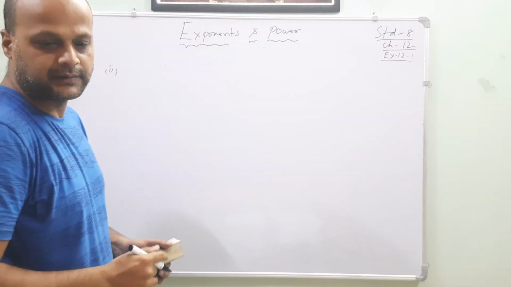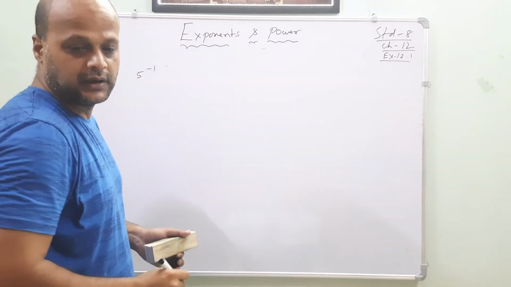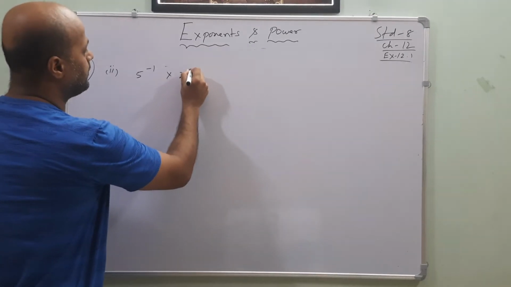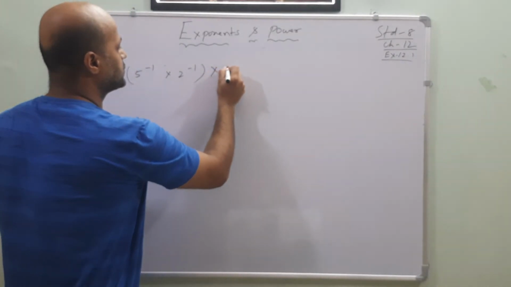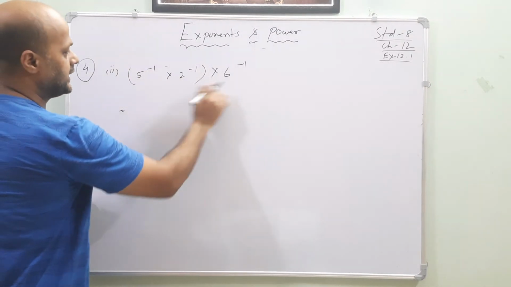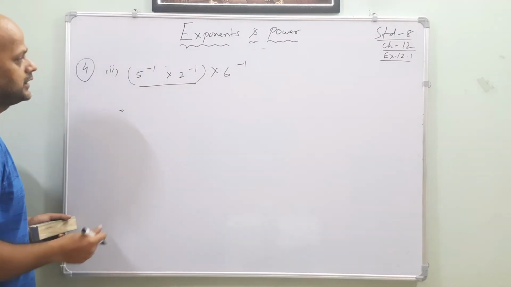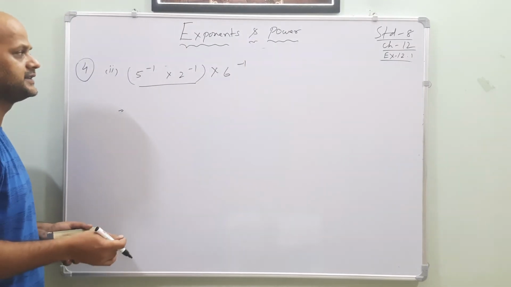The second one is 5 power of minus 1 into 2 power of minus 1 into 6 power of minus 1. The question is like this, with the powers given. But don't solve it directly; first apply the formula, and you can arrange it.